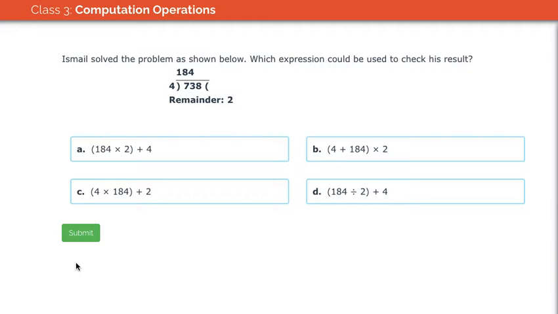Ismail solved the problem as shown below. What expression could be used to check his result? So always, you can do this multiplied by this plus this will always equal to this. So let's see.